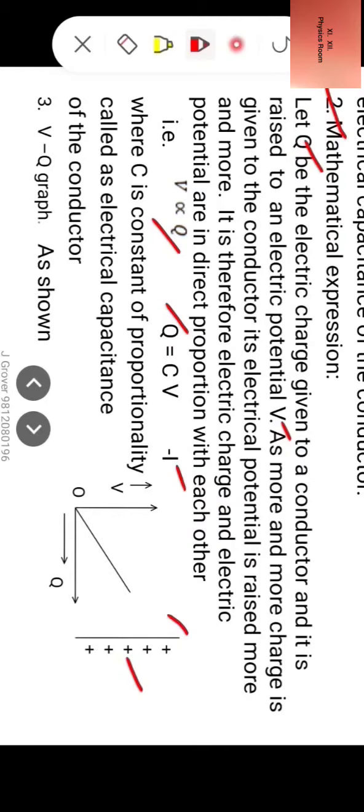If we plot the VQ graph, it comes out to be as shown, V on the perpendicular axis and Q on the horizontal axis. So the VQ graph is a straight line.